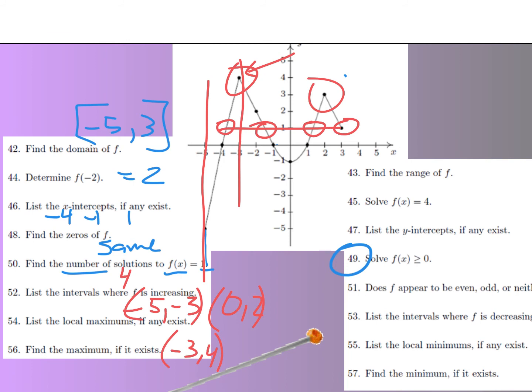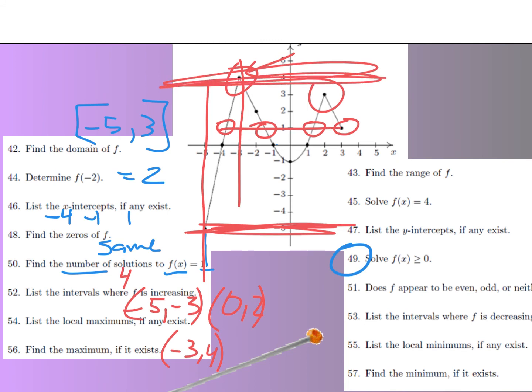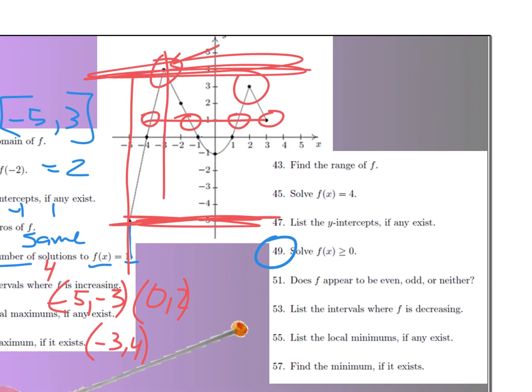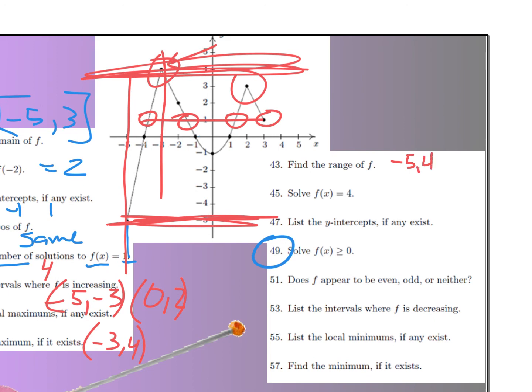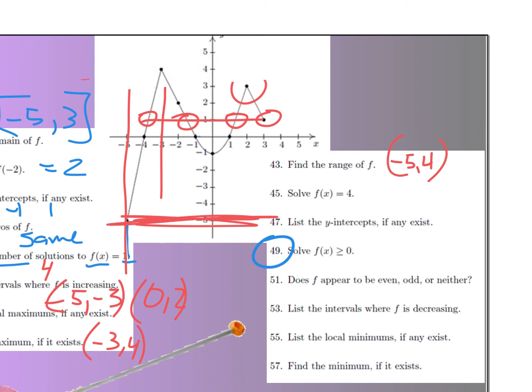Next one is the range. That's from low to high. It goes from here to here, which means -5 to 4. Y equals 4 is one thing, and when y is 4, they're implying they want to know what x is. So here's where y is 4, and there's the x, which is -3. The y-intercepts, there's 1 right there, and it's at 0, comma -1.